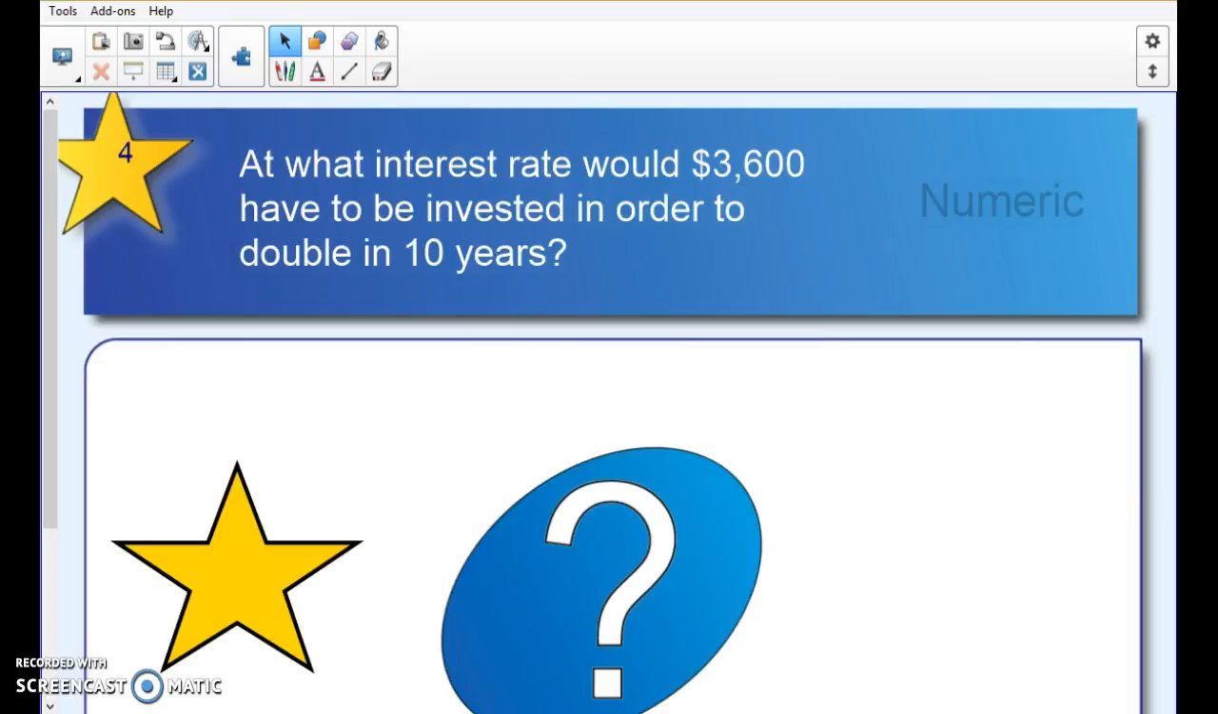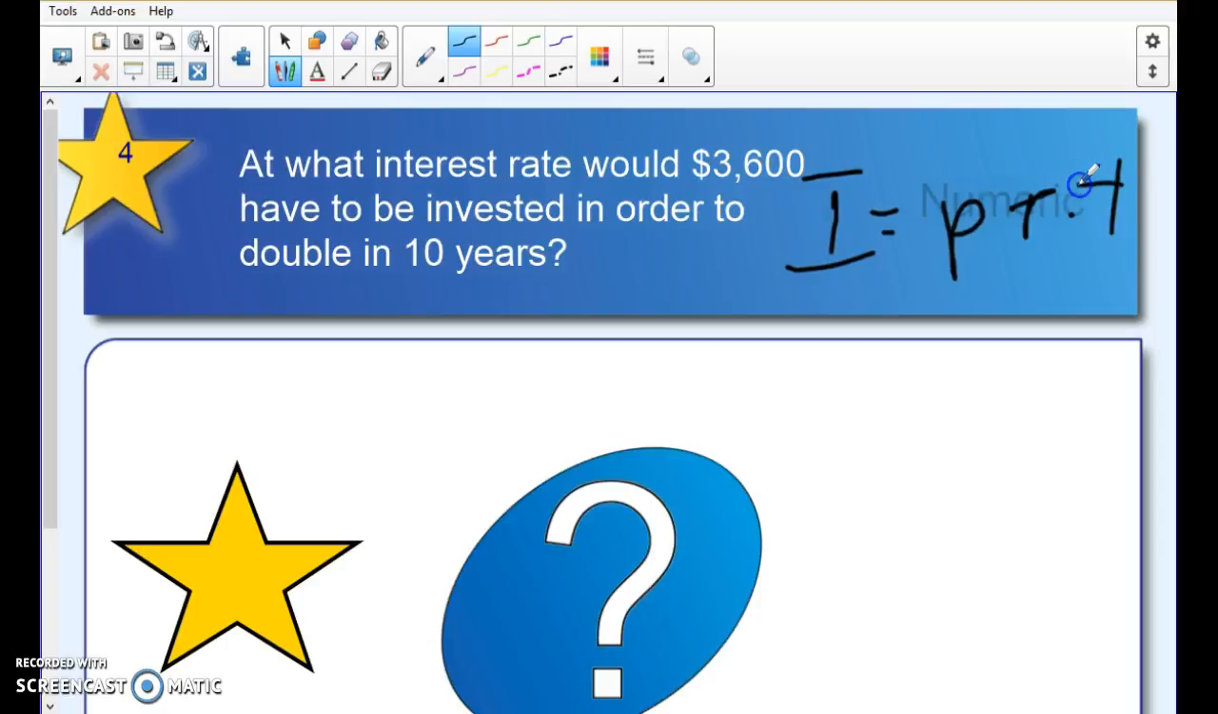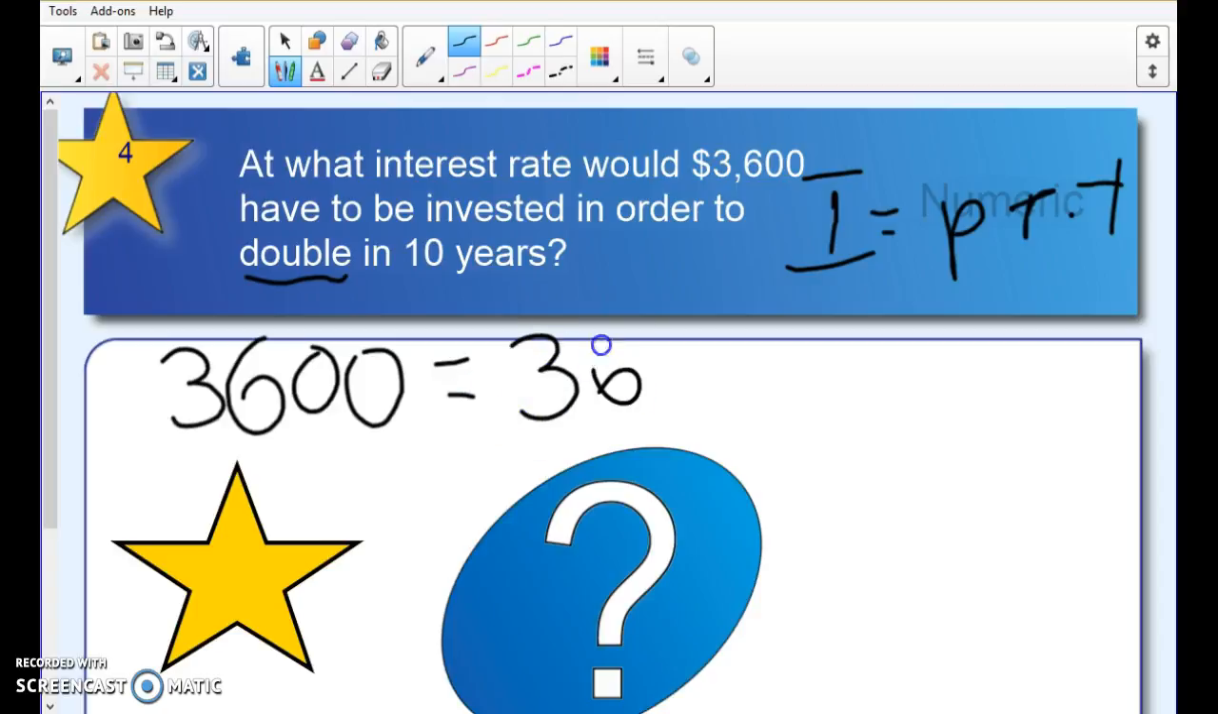Alright, and the last one we're going to do, write my formula up top again. At what interest rate would $3,600 have to be invested in order to double in 10 years? Alright, this one's kind of tricky because we only see 2 numbers, but it says the word double right there. So that means I want to earn another $3,600 in interest. Okay, and it's asking what the rate would be. So I know my principal is 3,600. My rate is what I don't know, so I'm going to put an x there. And in 10 years.